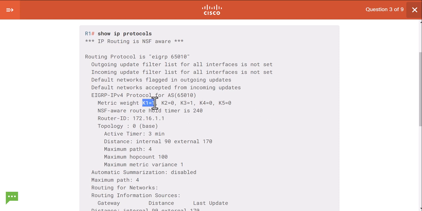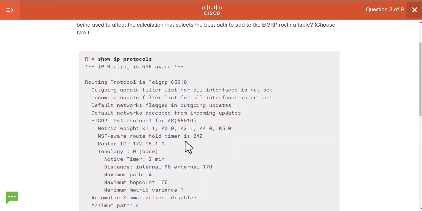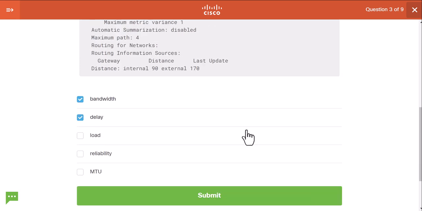The first one, K1, corresponds to the bandwidth of the route, or minimal bandwidth across the whole route, and K3 corresponds to the summary delay on the route. So then the answer is bandwidth and delay, quite simply. Other parameters such as load, reliability, and MTU, which are indicated respectively by K2, K4, and K5, are not considered because these values are zeros.